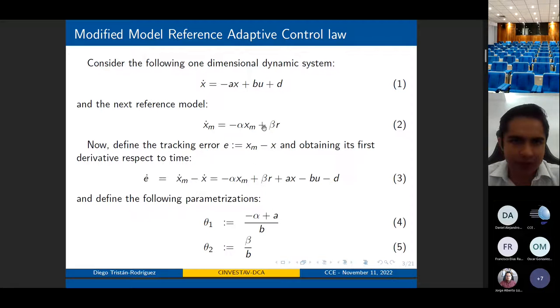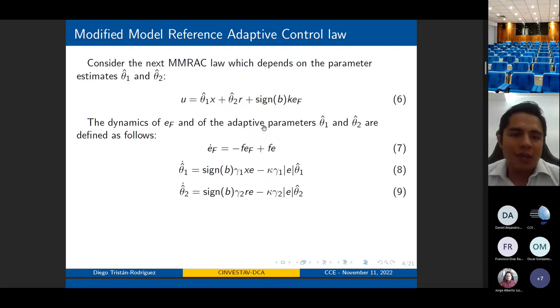Regarding the MMRC, we consider the one-dimensional linear dynamic system shown in equation 1, and the reference model shown in equation 2. With that, we define the tracking error e as x_m minus x, and obtaining its first derivative with respect to time, we obtain the error dynamics shown in equation 3. Finally, taking into account the parameterization theta 1 and theta 2 shown in 4 and 5, we consider the next MMRC law, which depends on the parameter estimates theta 1 hat and theta 2 hat. The control law is shown in 6, and the dynamics of the filtered error e_f and the adaptive parameters theta 1 hat and theta 2 hat are shown in 7, 8, and 9 respectively.